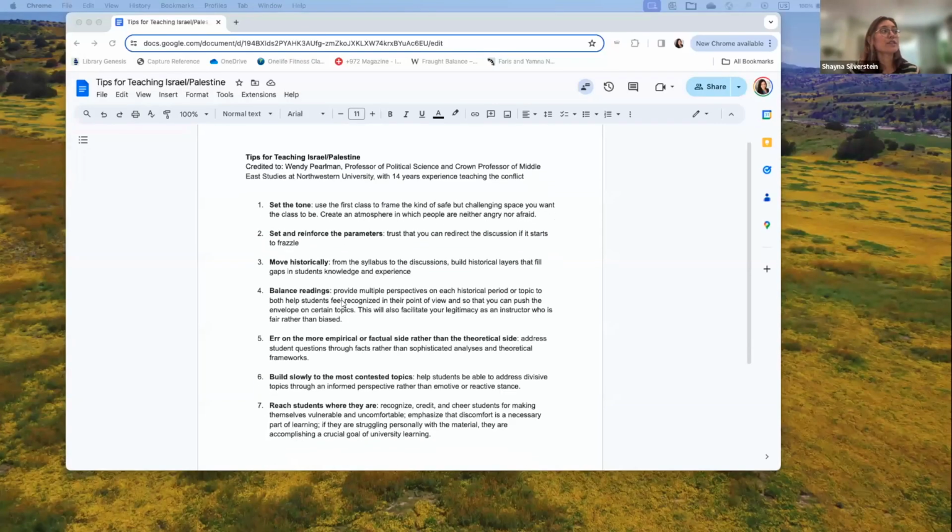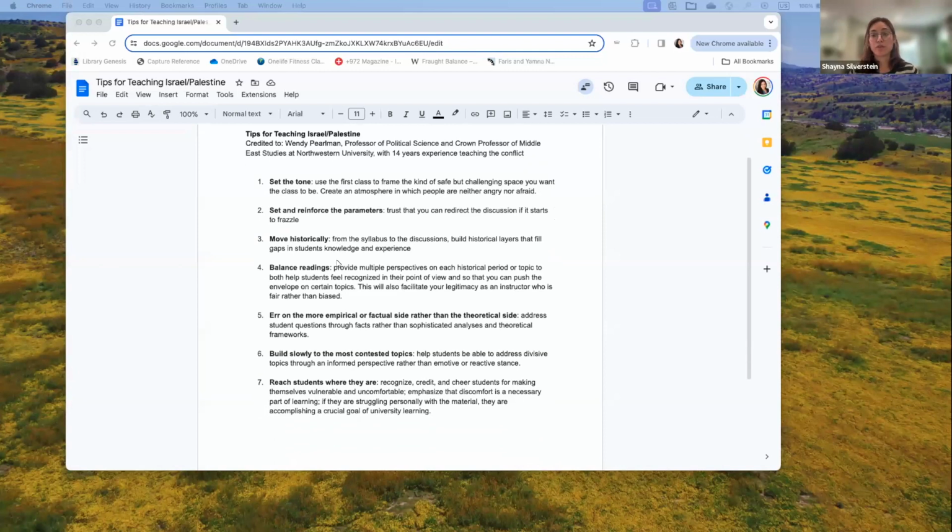The first tip is to set the tone in the very first class. Even if your first class is not at all about the Middle East or Southwest Asia and North Africa, Palestine is not exceptional in the sense that it can be a trauma-aware space, right? There are many issues that tap into this. So set the tone in the first class to frame a safe but challenging space, and a space where people are neither angry nor afraid, where they are seen and recognized.